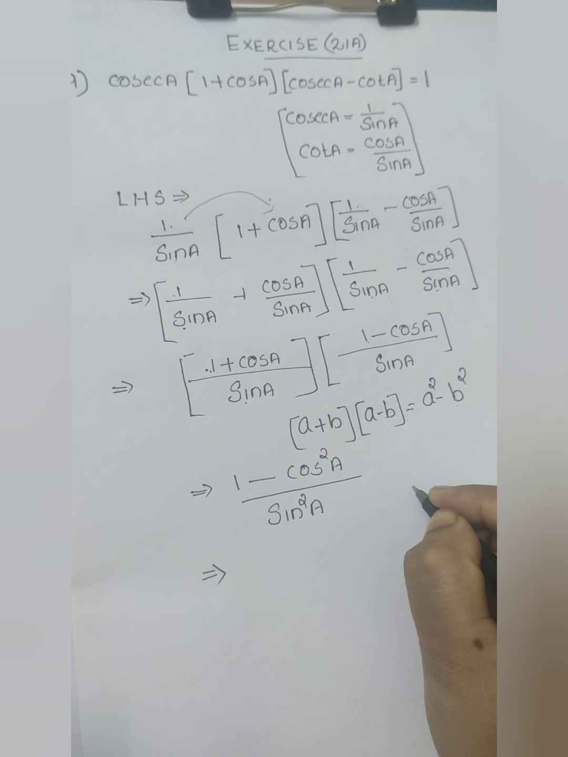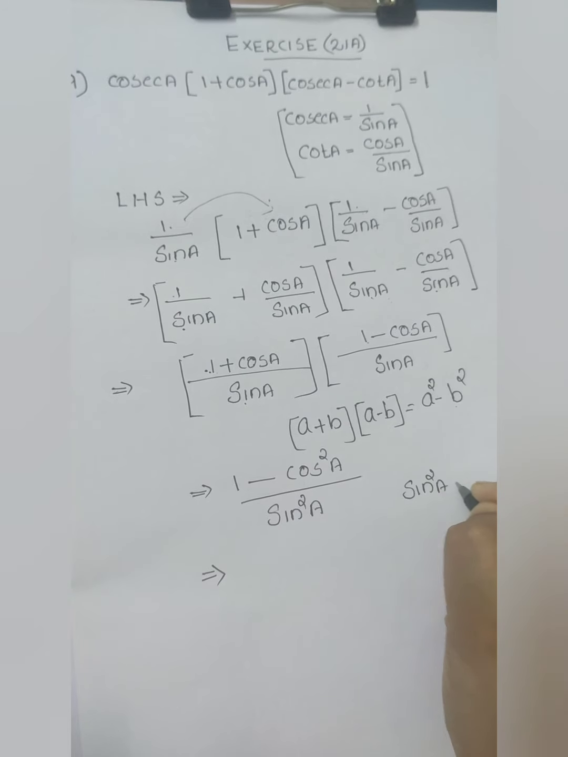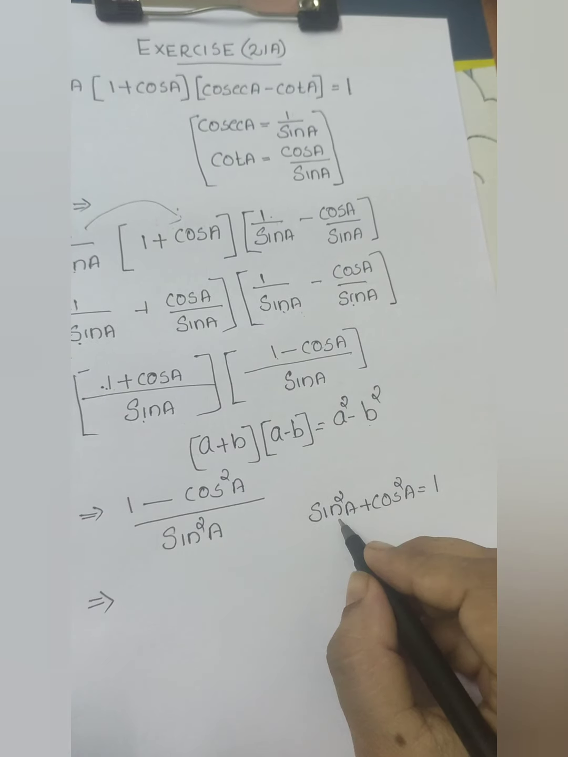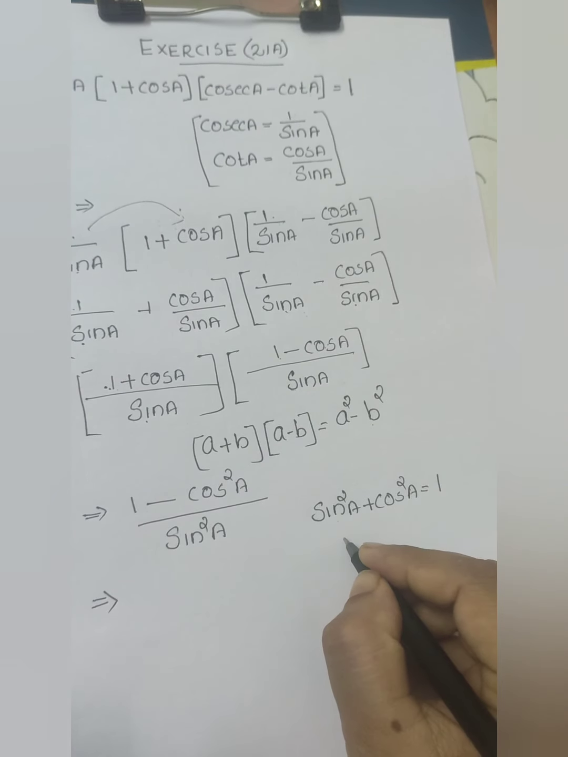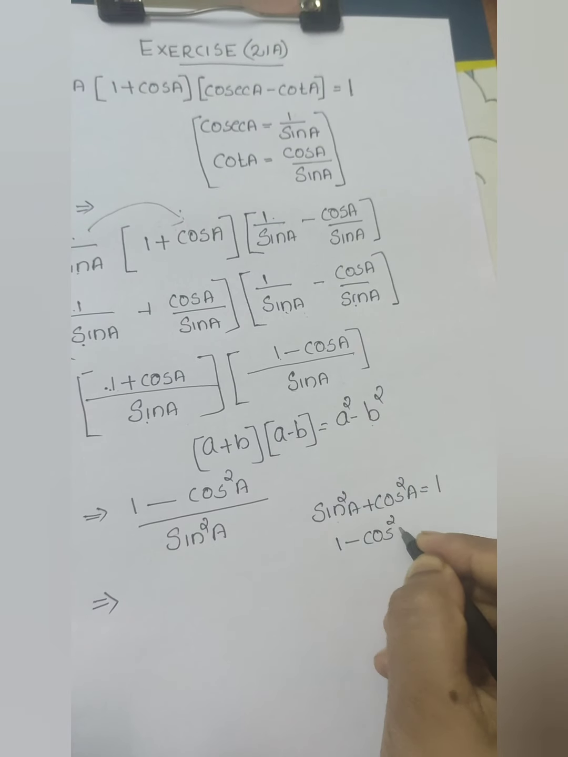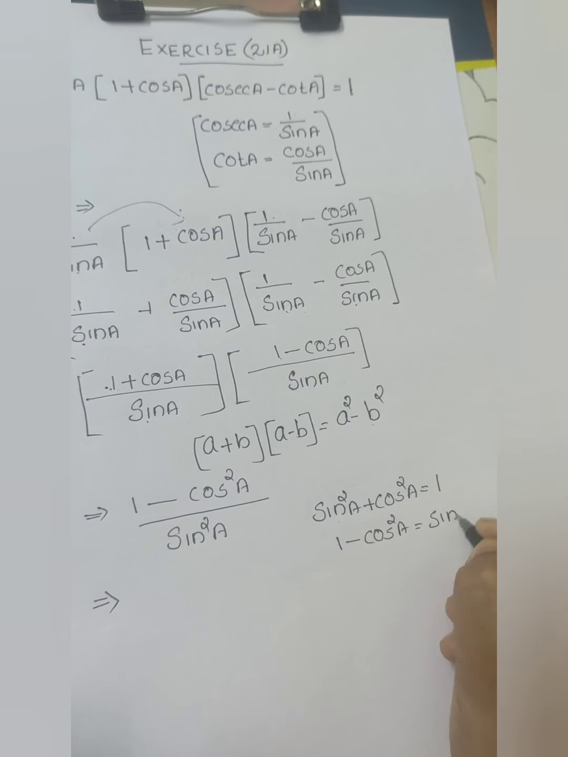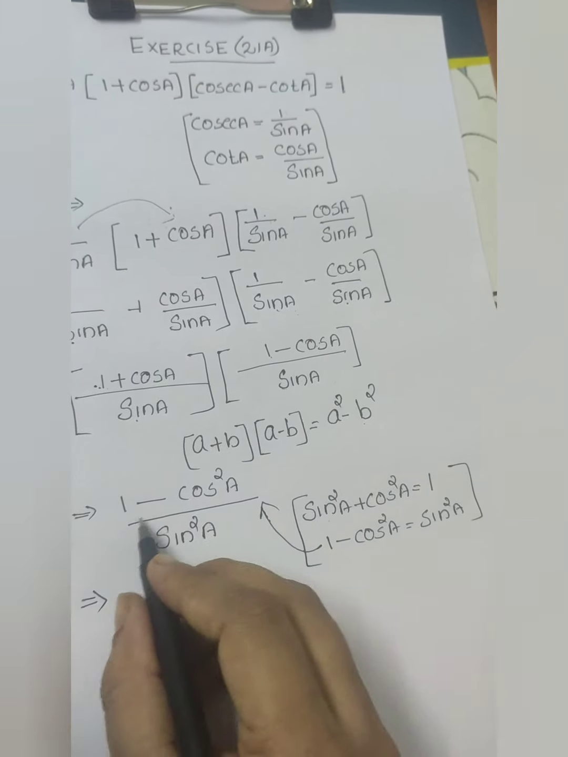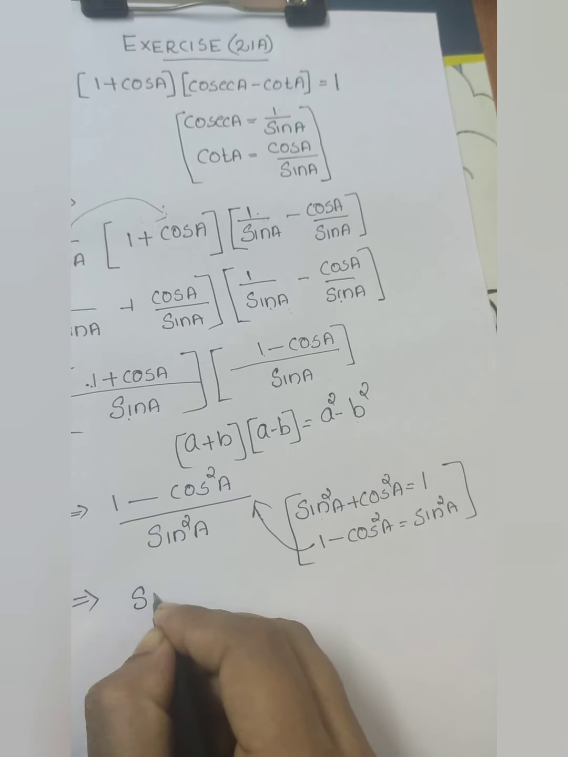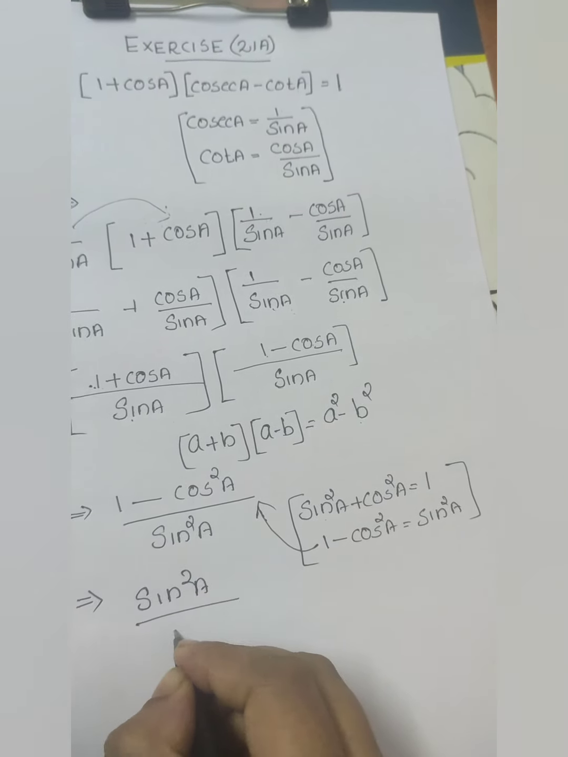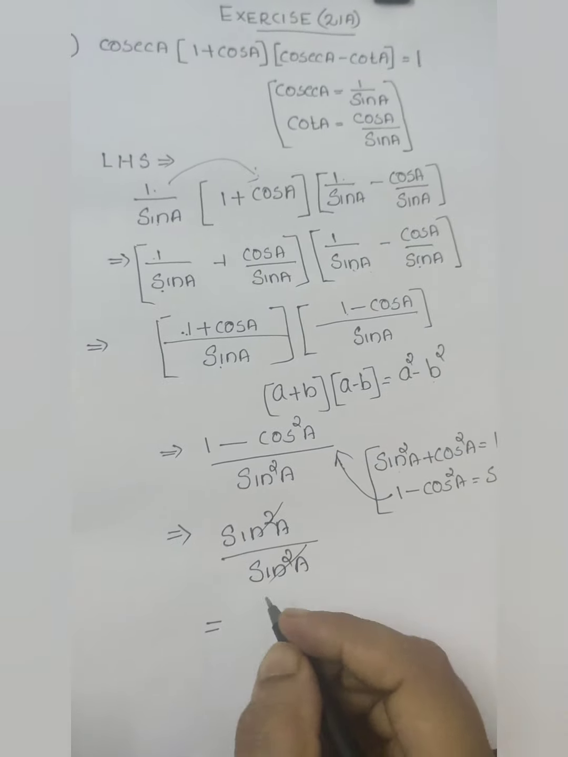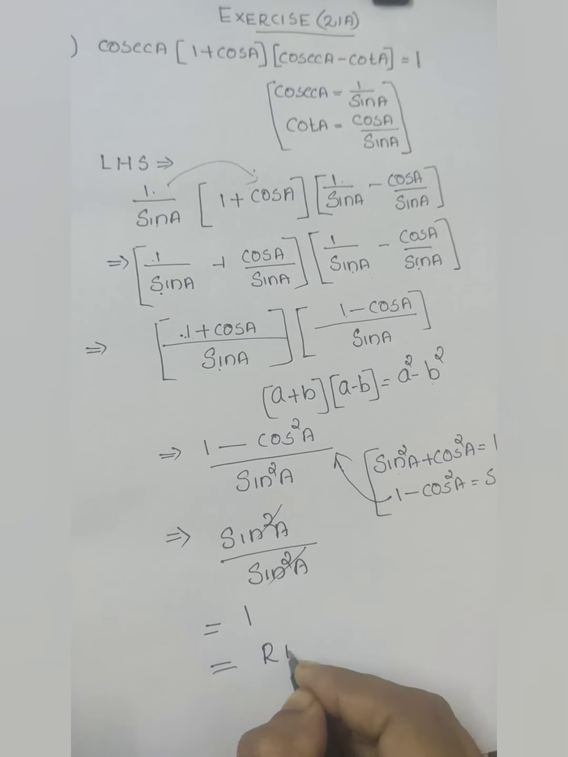Now from the square relationship we have sin square a plus cos square a is equal to 1, or 1 minus cos square a equals sin square a. Now substitute this value here. Instead of 1 minus cos square a, we will get sin square a divided by sin square a. Sin square a gets cancelled. It is equal to 1, which is equal to the RHS, hence proved.